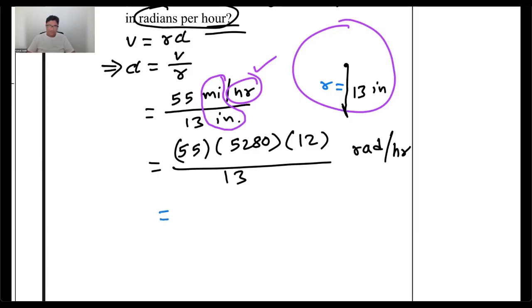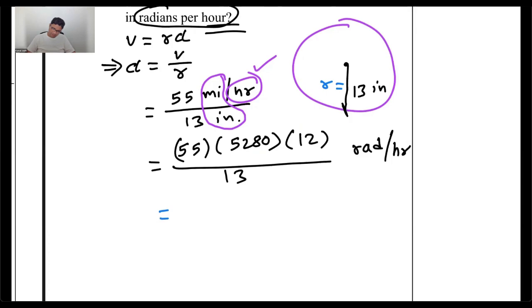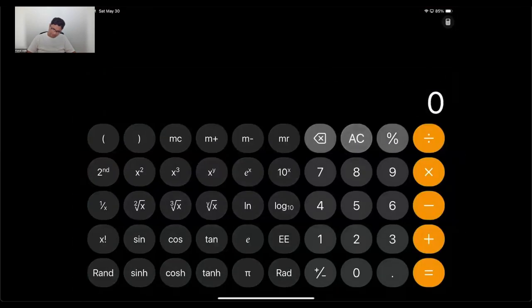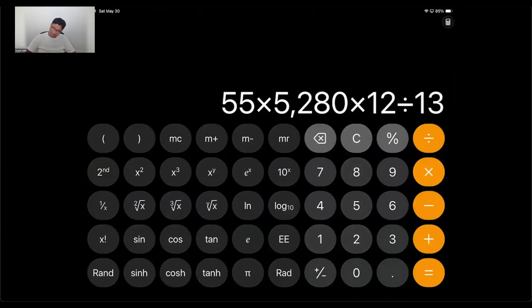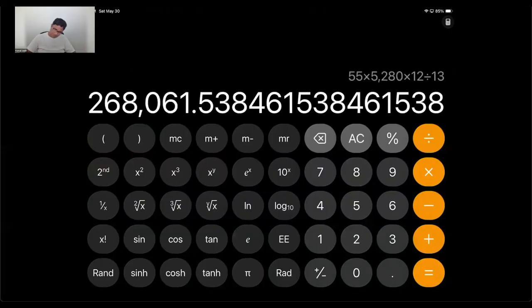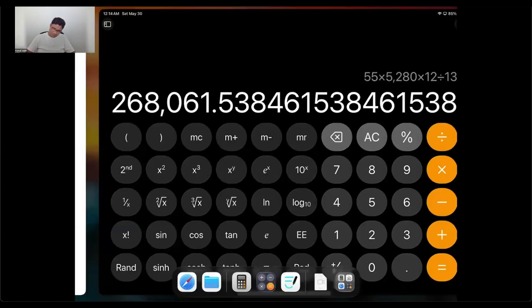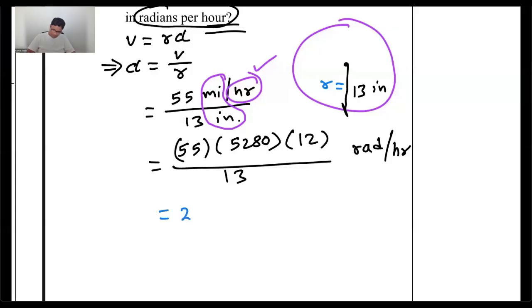Again, put that in a calculator. 55 times 5280 times 12 divided by 13. And that is 268061.53. So 268061.53 radians per hour.